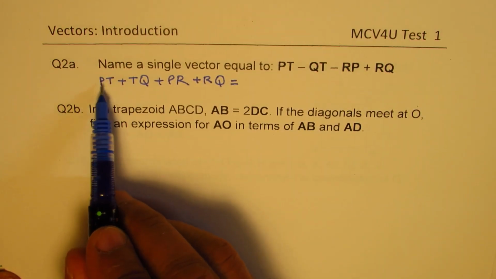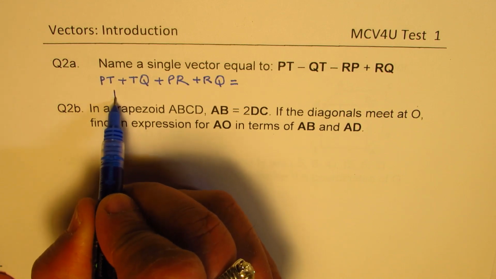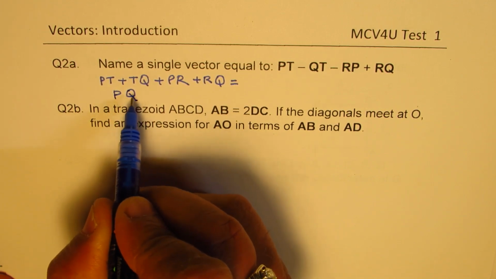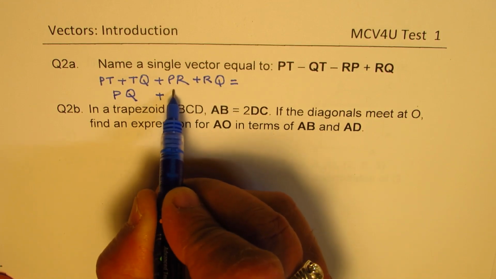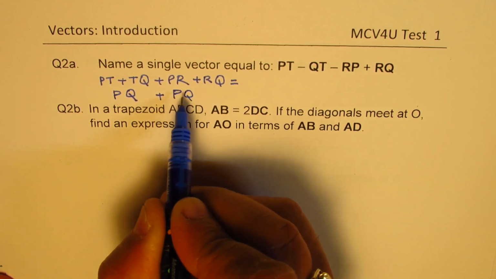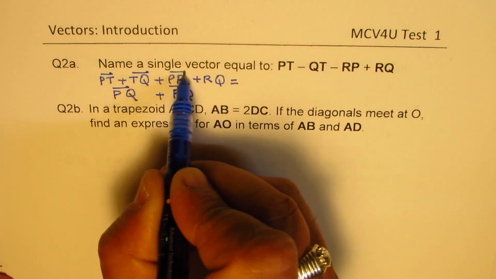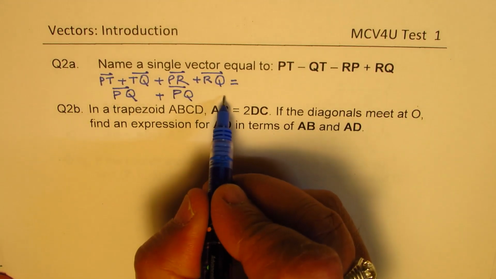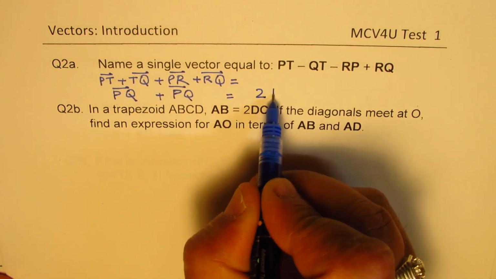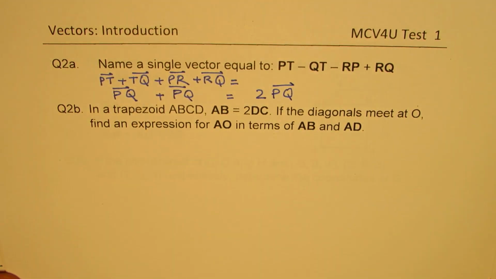So here you have P to T and T to Q. So these two can become P to Q, right? Plus P to R, R to Q is also P to Q. Right? So these are the vectors, P to Q. Let me write it like this. So we get P to Q plus P to Q, which equals 2 times P to Q. Is that clear to you? So that is how you could solve this question.